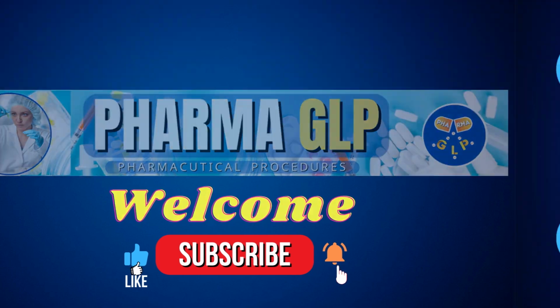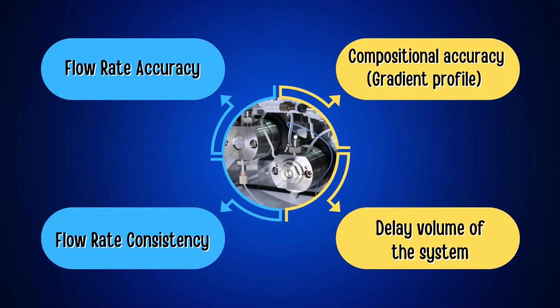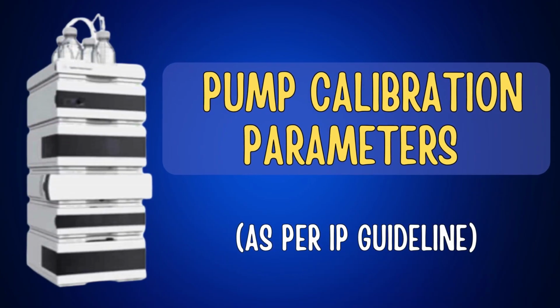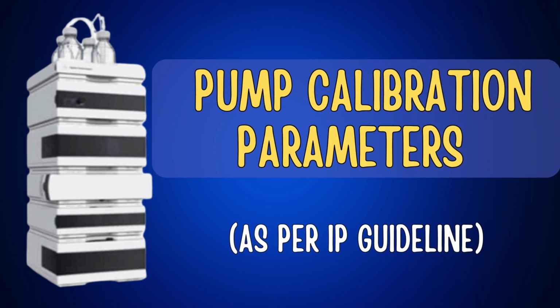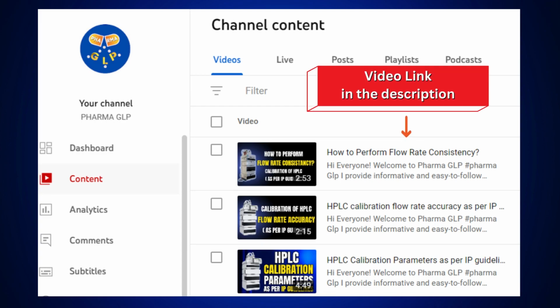In this video, we will discuss compositional accuracy or gradient profile and delay volume of the system. These are pump calibration parameters as per IP guideline. In our previous videos, we have covered flow rate accuracy and flow rate consistency. If you have missed those videos, I highly recommend you to check them out before continuing with this video. I have given a link of those videos in the description.